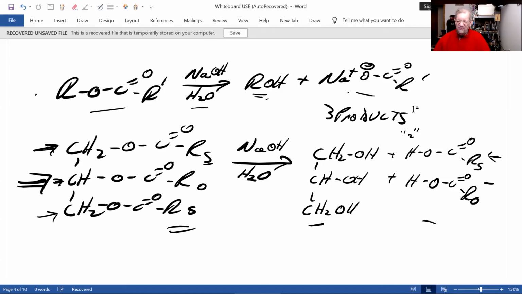Now, important thing. If I give you this or ask you this type of thing, you can use the shorthand. Now, if I ask draw the structure of stearic acid, do not use R sub S. Show all the carbons and hydrogens. So that's very important.